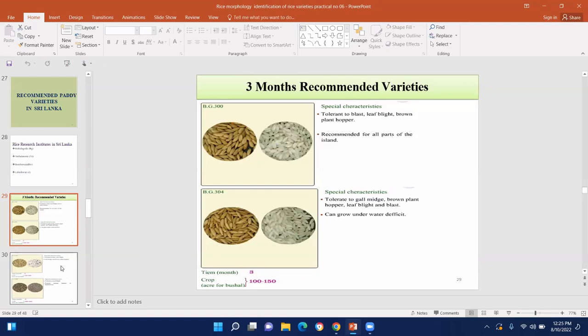Then brown plant hopper. You can study in biology what the rice diseases are, and what the banana disease is. All these things you will study in biology. Rice blast, leaf blight and brown plant hopper.